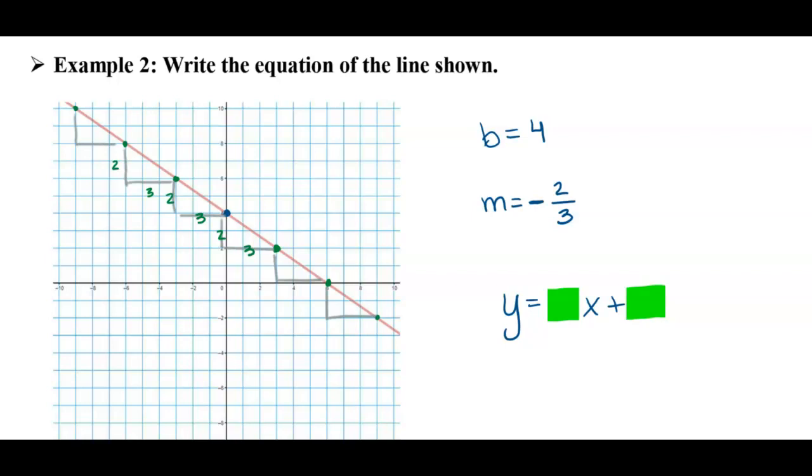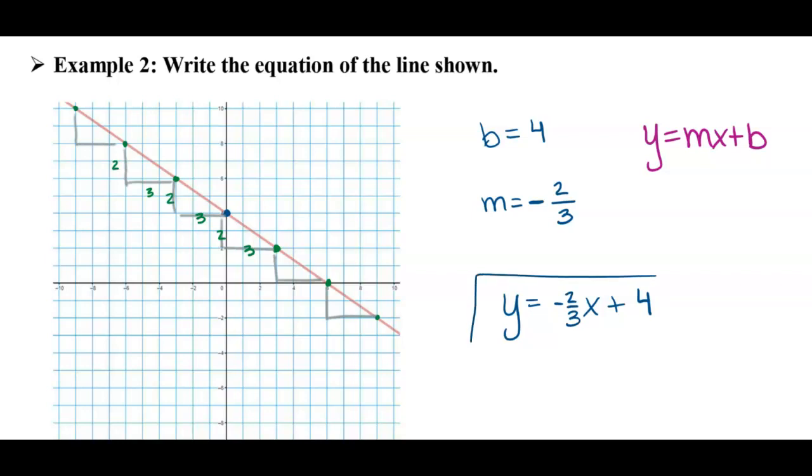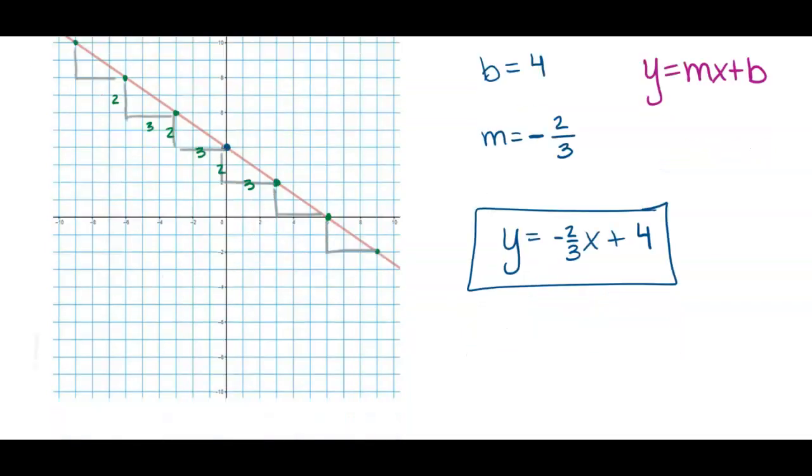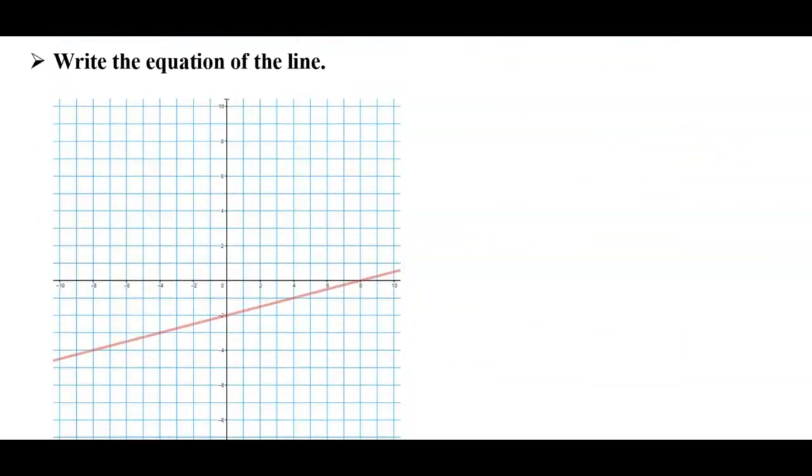And then remember the formula says y equals mx plus b. So we got to decide which number goes in which spot here. We're going to put the -2/3 in the m spot. That's right here. And we're going to put the 4 in the b spot. That's over here. So this is the equation of our line in the end: y equals -2/3 x plus 4. That's what we were looking for. Let's try another one.